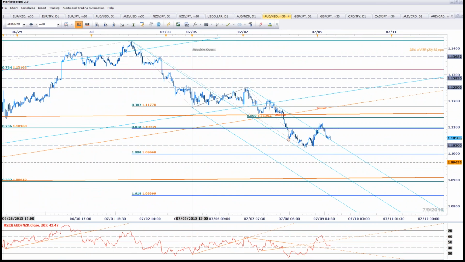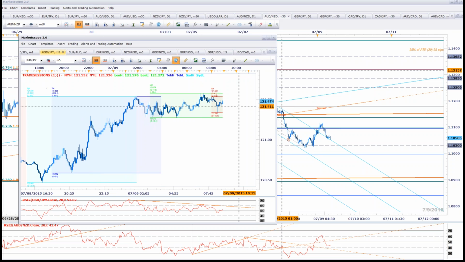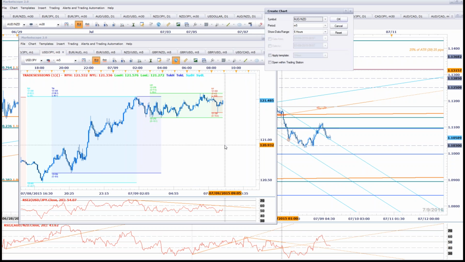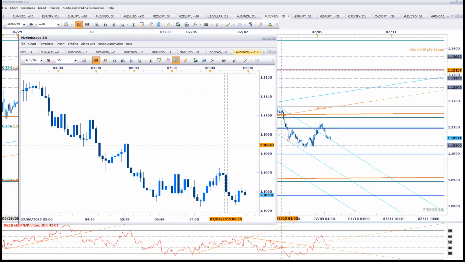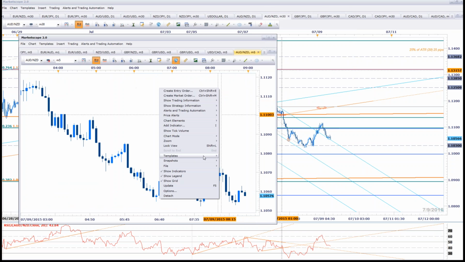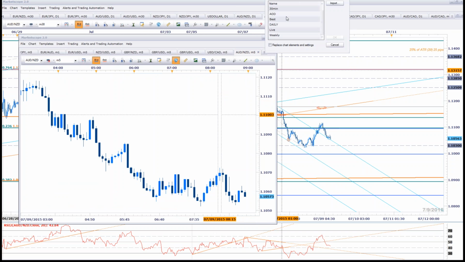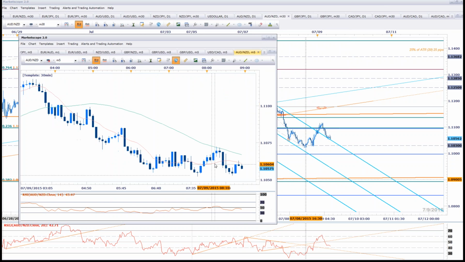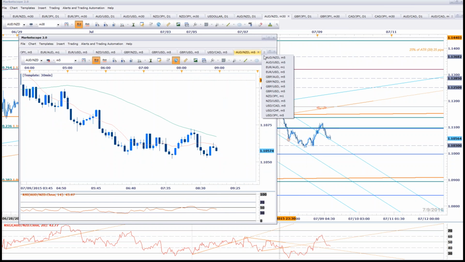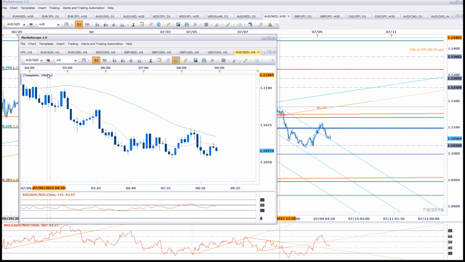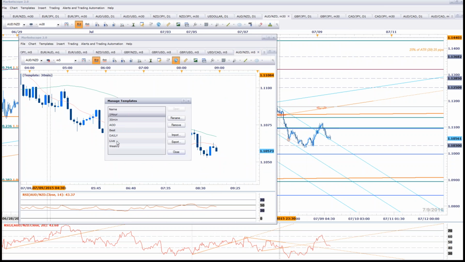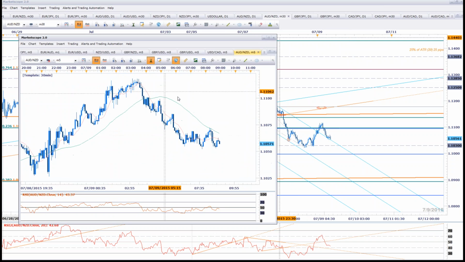Here's what it looks like on the 5-minute charts. I'm not even sure if I have it on this Aussie Kiwi. Oops. I don't have that template on this computer. In any event, let's see.